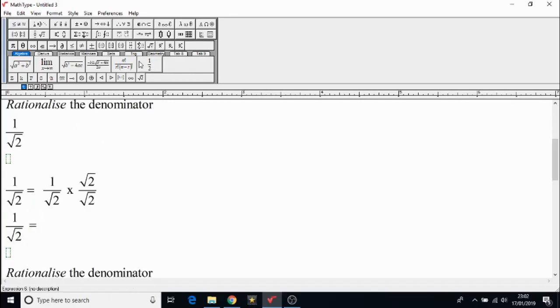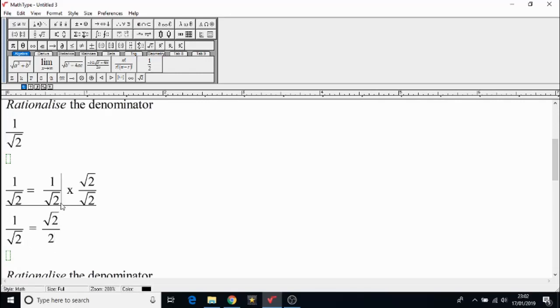is equal to, so what's 1 multiplied by the square root of 2? The square root of 2. What is the square root of 2 multiplied by the square root of 2? 2. And there's your answer. That is the denominator being rationalized, because now the denominator is no longer a surd. It's no longer the square root of 2. It's just 2. So this is what we mean when we say rationalize the denominator.